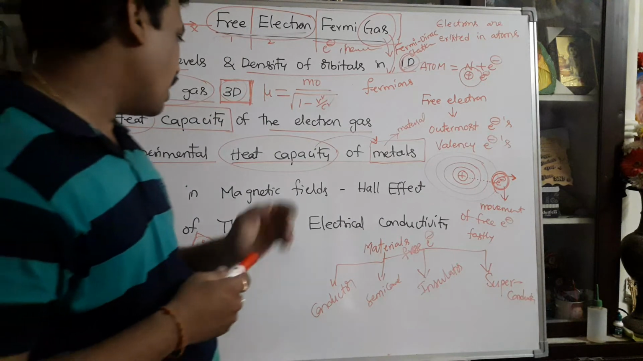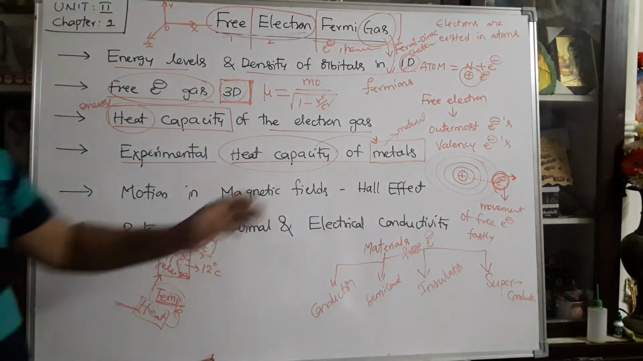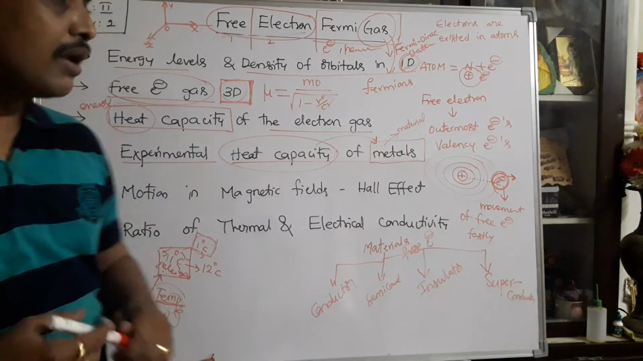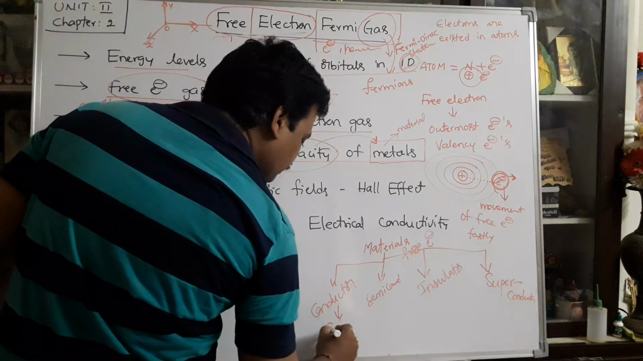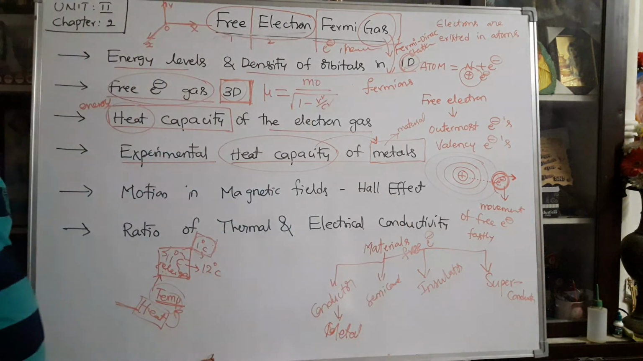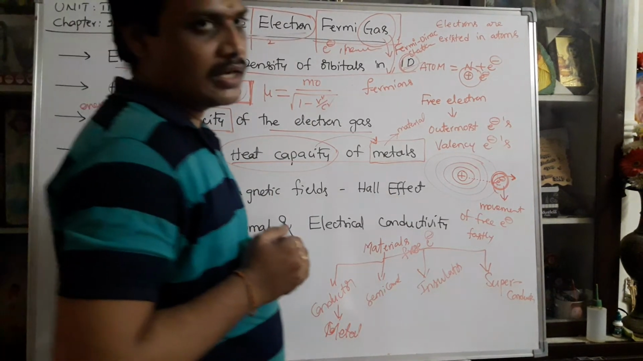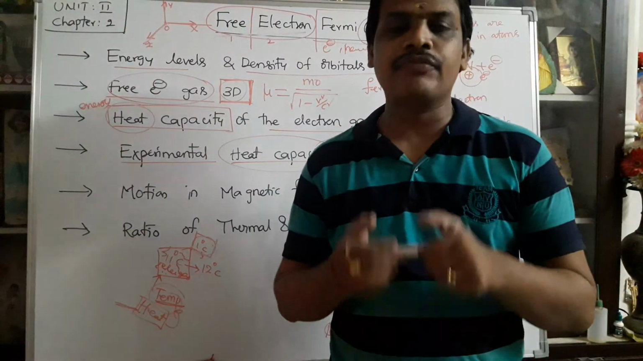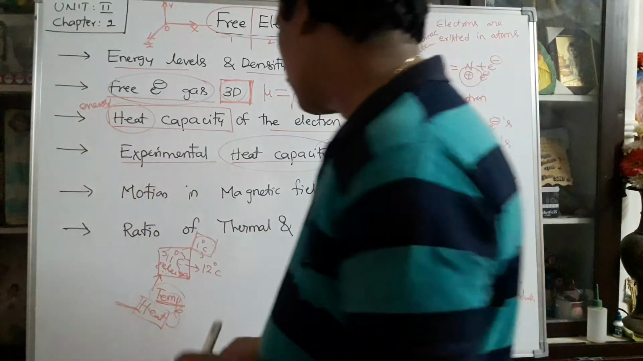Particularly, why are you choosing this topic? You are explaining the metals. Metals are the best example for conductors. What are conductors? Conductors are the materials which consist of a number of free electrons. What is that?